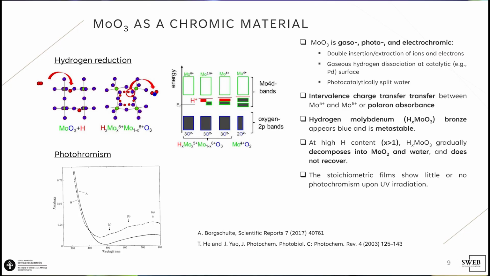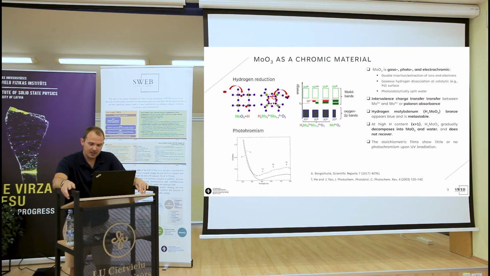Well, molybdenum bronze actually is not easy to recover, and when the hydrogen concentration is high enough, it's quite unstable and can decompose into molybdenum dioxide and water, and in that case it cannot recover to its initial state. And also, when the films are quite stoichiometric, then molybdenum trioxide doesn't show photochromic activity. And this is important also for our lecture.